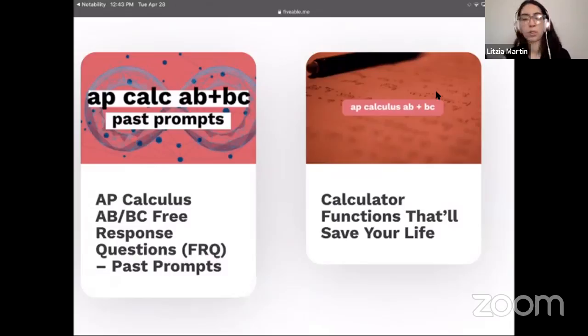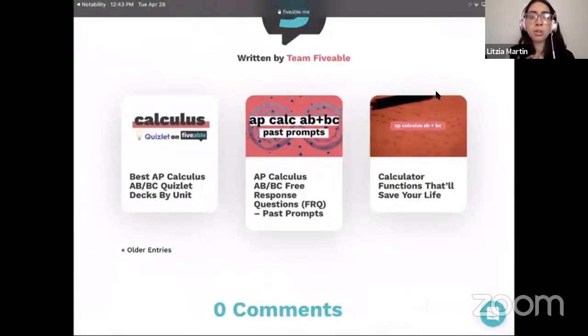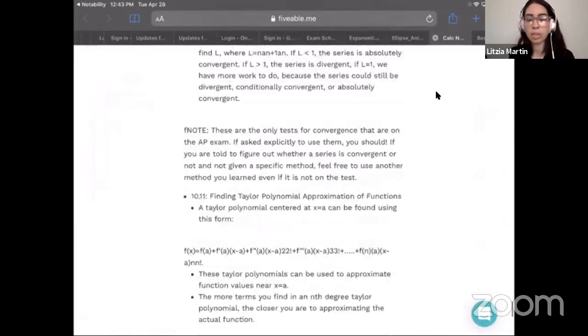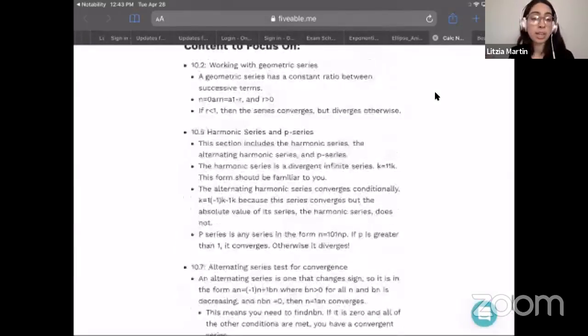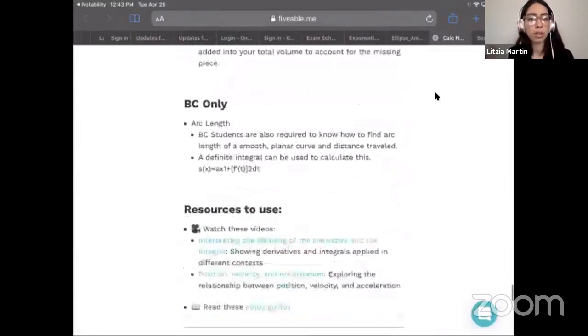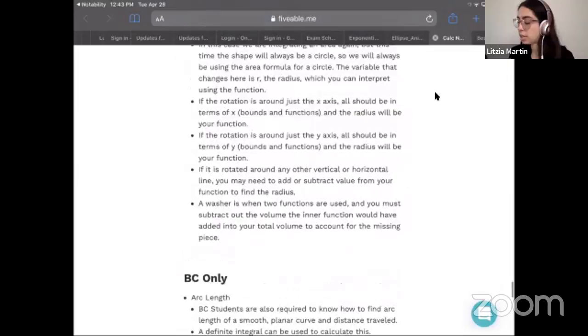So if you have time, I recommend taking a look at this link as well, calculator functions that'll save your life, because it will hopefully be helpful. If you have your calculator and you want to use it during the test, then I recommend checking that out. So this is a resource you want to keep handy, you want to start looking at now, and I'll be showing more as we go through, but that's the one for today.